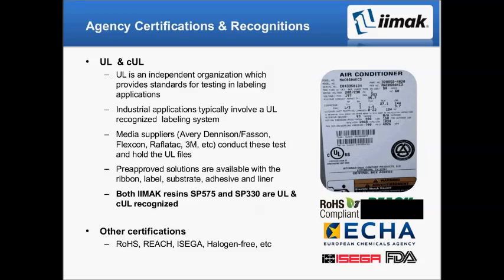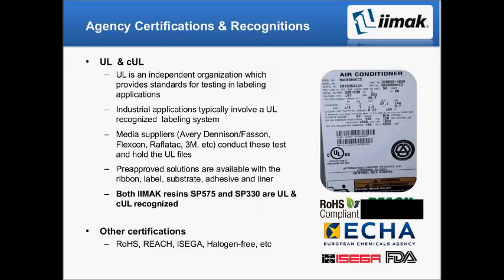Agency approvals are often a requirement for industrial applications. They provide validation that the label has met a minimum level of durability testing. For UL, or Underwriters Laboratories, testing includes some abrasion tests and UV exposure. Ultimately, having a label solution approved by UL confirms that the label will remain intact on the product during regular use and that the materials are safe to use.